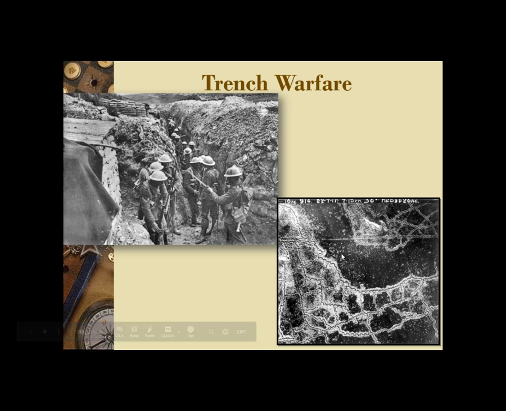You'll see that there's this land in between right here that the pointer is pointing to. This is called no man's land. This is the part where you want to cross, but you can't because it's very difficult because of the new military warfare.